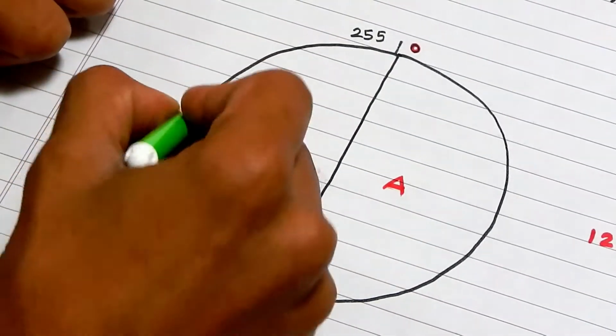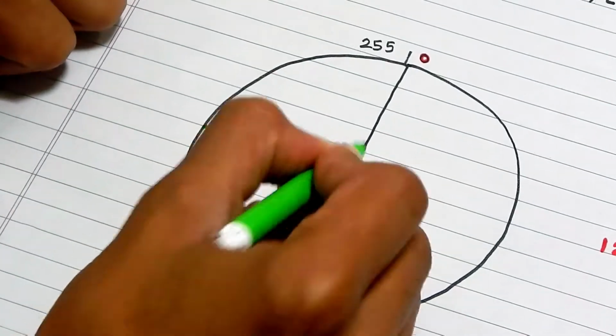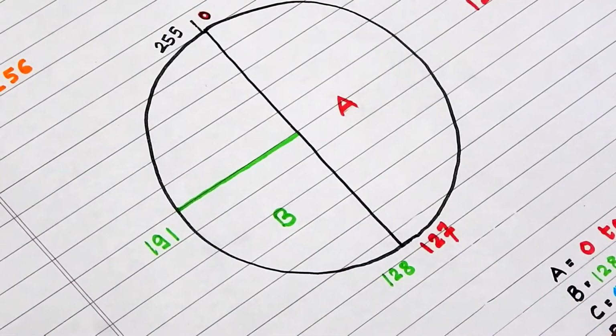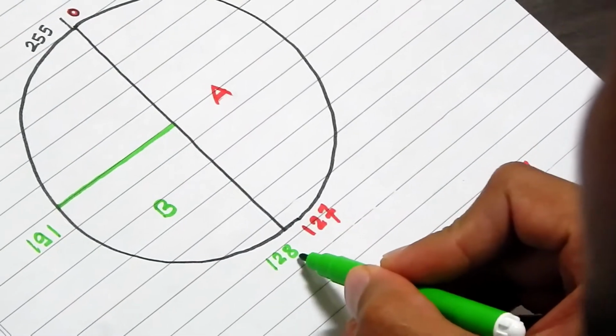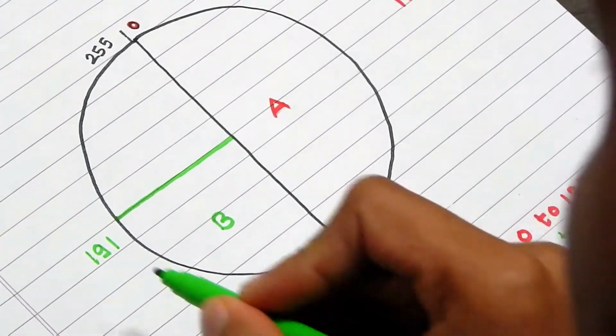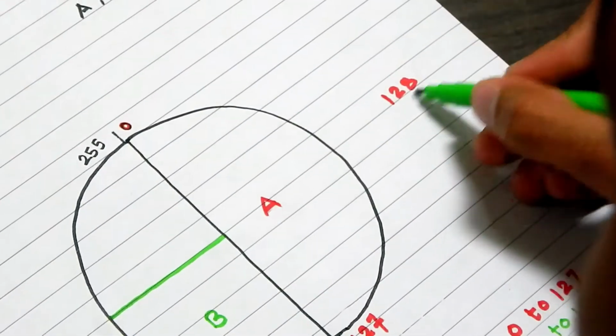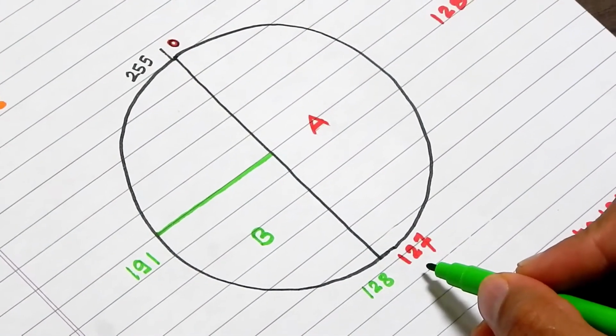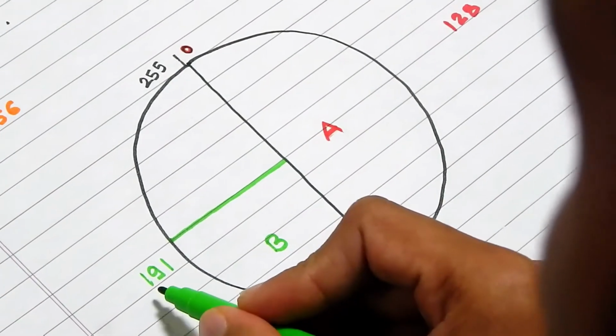Now we will divide the other half circle into further parts. This will become class B. The starting address of class B is 128. For the ending address, we divide 128 by 2, that is 64. We add the 64 to 127, that is 191.